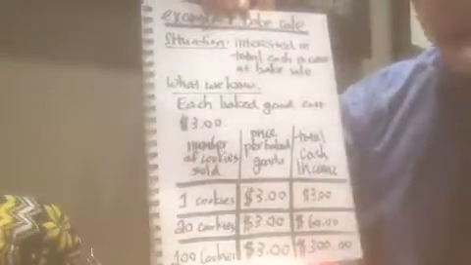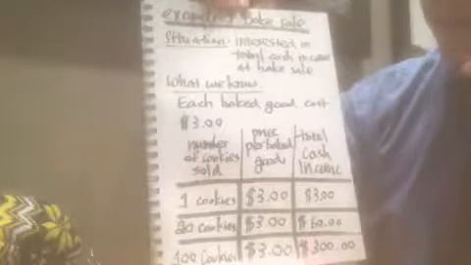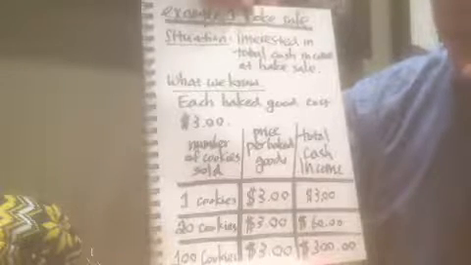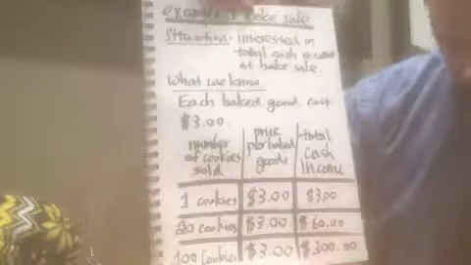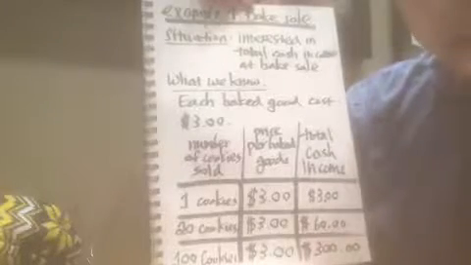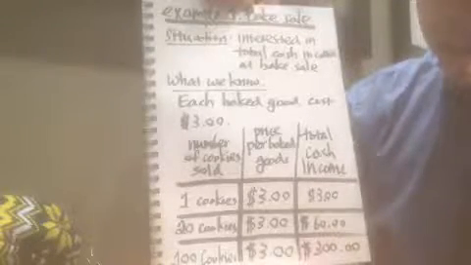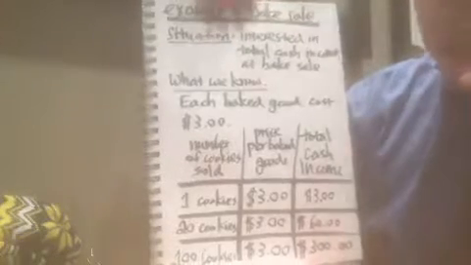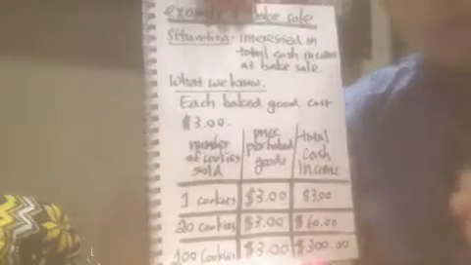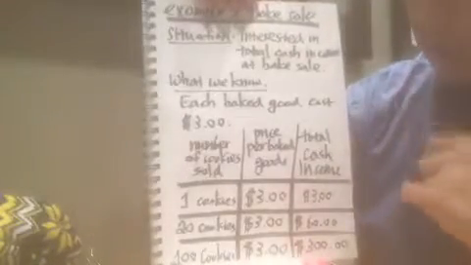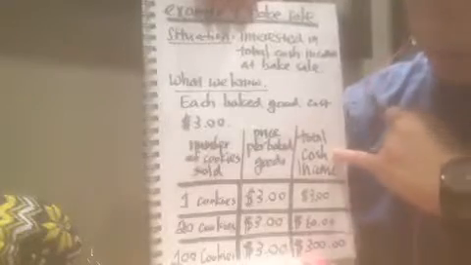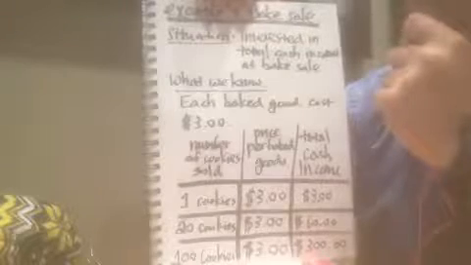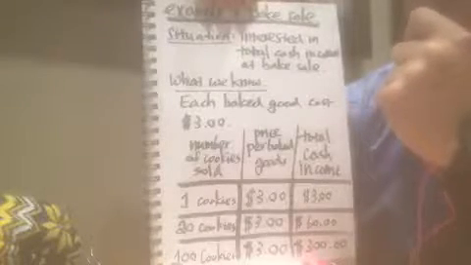So example one, if you're in school, this is a classic example: a bake sale. The situation we're looking at is that we're interested in the total cash income at a bake sale. The given information is that each baked good costs $3. Because I'm writing on a notebook, I basically give you all the information. Within this situation, three numbers can be discussed and explored.